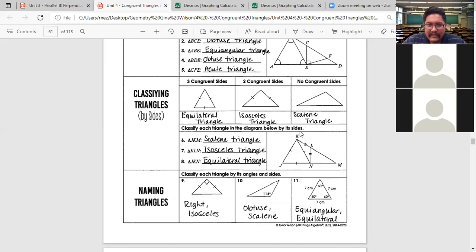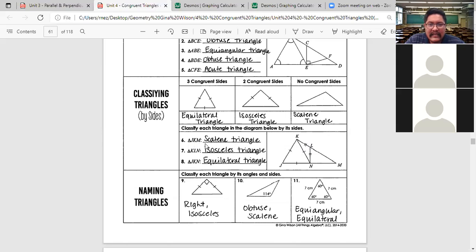So we're gonna do the same thing with this one here. Looking at the diagram, we have some marks that show that some of these are congruent. These ones each have one mark, so they would all be congruent to each other. This one has 2 marks here and 2 marks there, so that means that it has 2 sides that are the same. All right, so let's get to it.